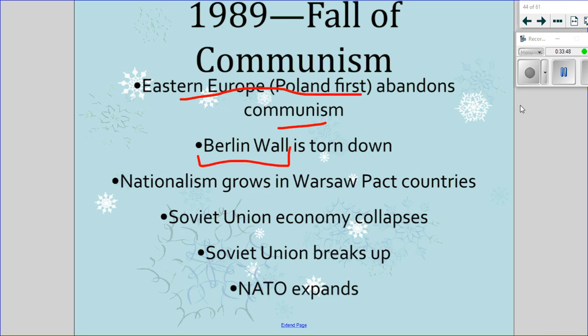Gorbachev, you know, sleeps through it. They wake him up the next day, they tell him what's happened, and he says, well, it sounds like you guys did the right thing. So that's Gorbachev's feeling on it. Nationalism grows in the Warsaw Pact countries. They don't want to be satellite states anymore. So they're going to throw off the yoke of Soviet communism and become independent. The Soviet economy, exhausted from trying to keep up with the United States in terms of military technology, exhausted from constant conflict and war in Afghanistan, collapses. The Soviet Union breaks up and NATO expands. These are factors driving the fall of communism.